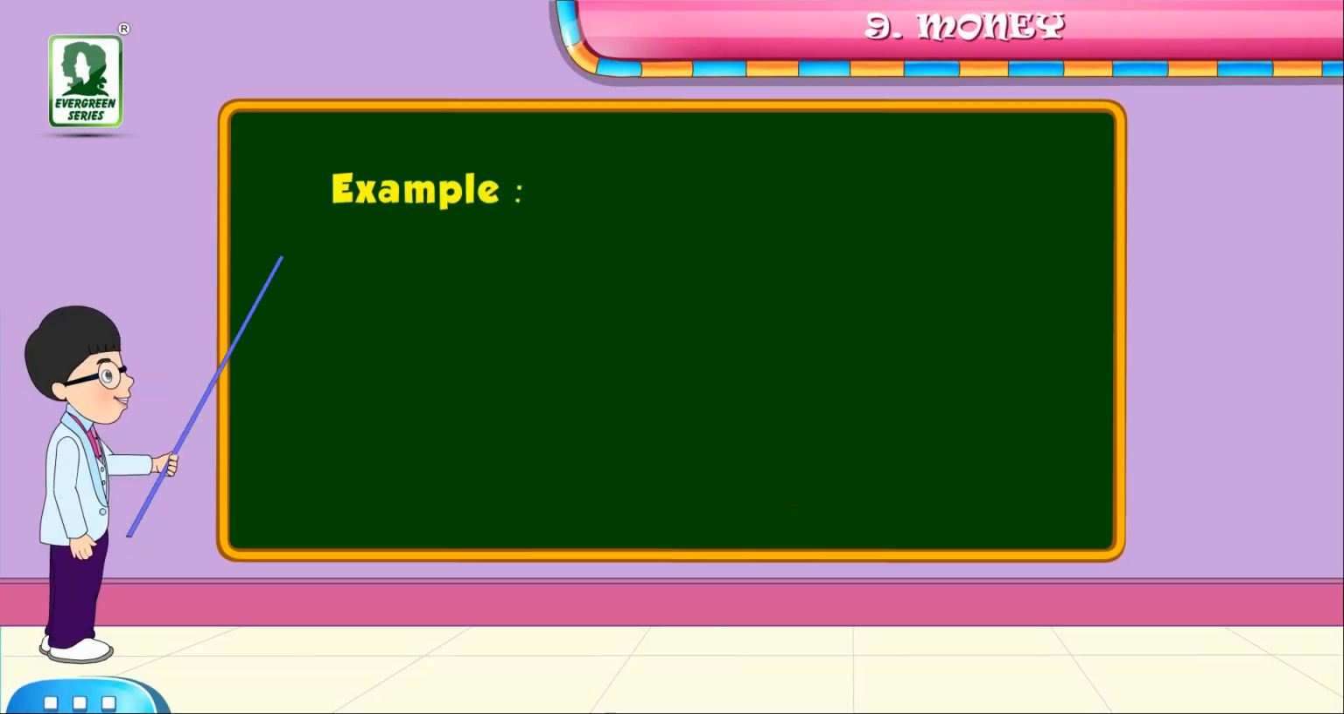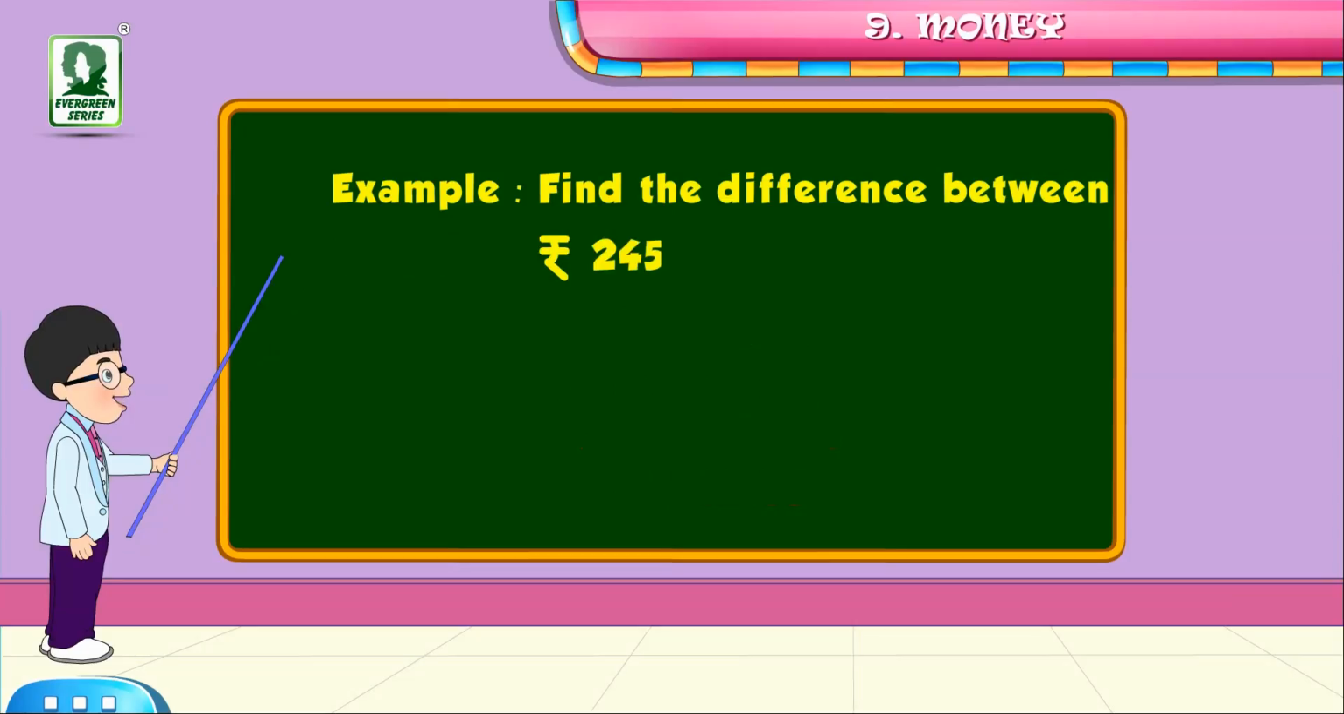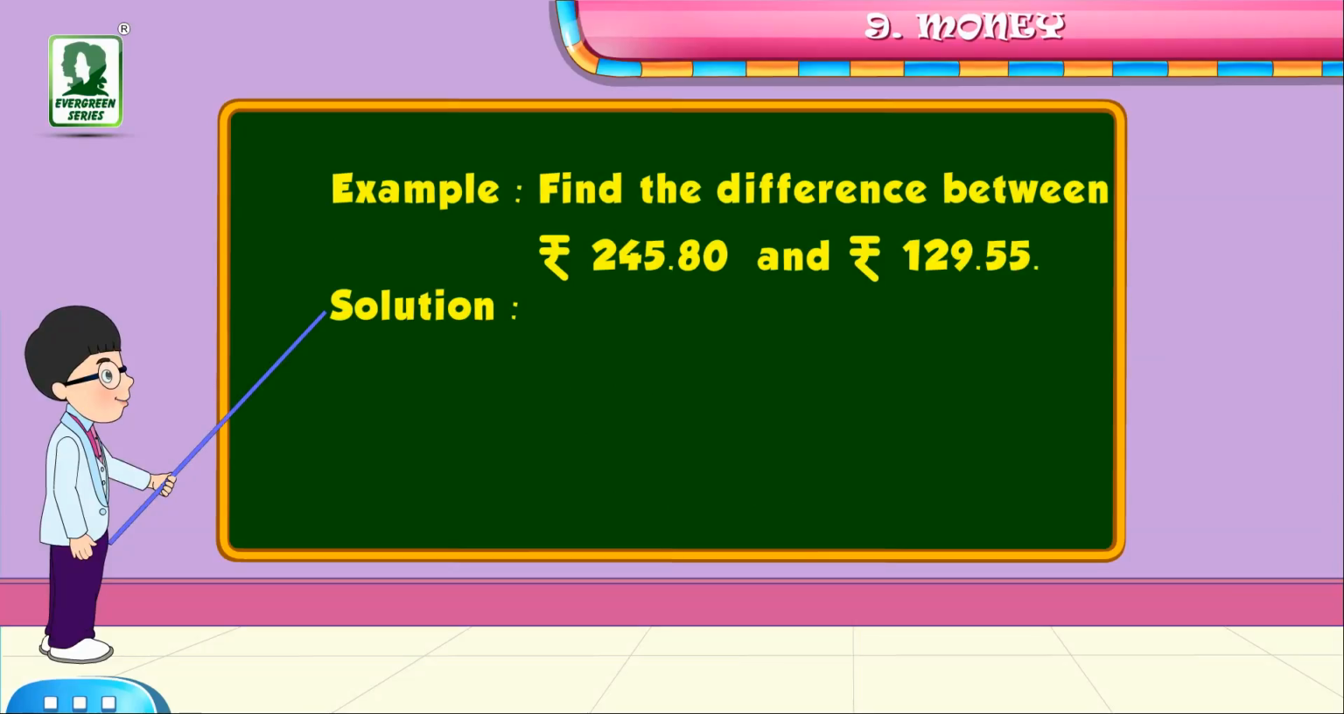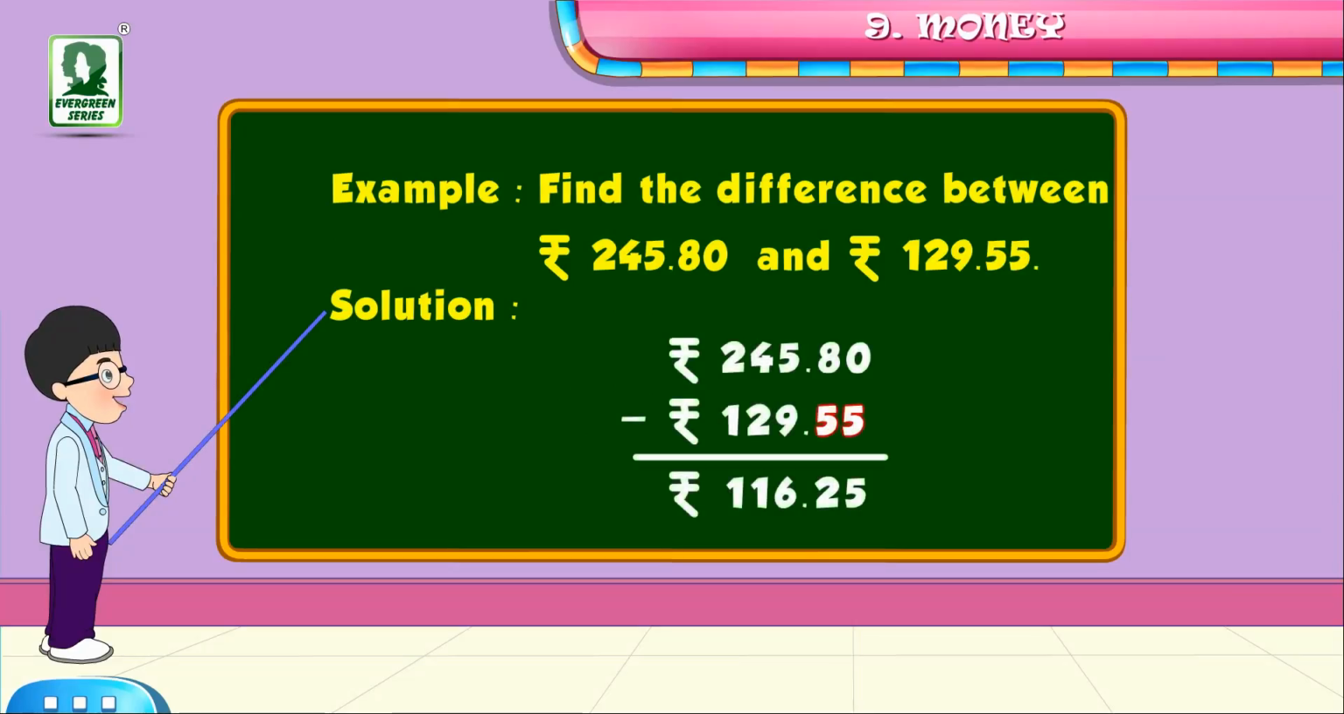Now let's do subtraction. Find the difference between rupees 245.80 and rupees 129.55. Solution is, first we will subtract 55 paise from 80 paise, which is equal to 25 paise. Then subtract 129 rupees from 245 rupees, which is equal to 116 rupees. Thus, the answer is 116 rupees 25 paise.